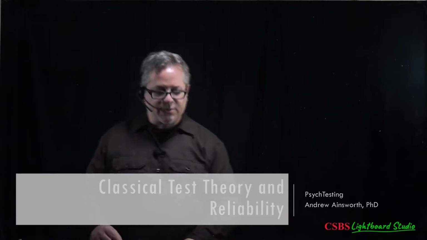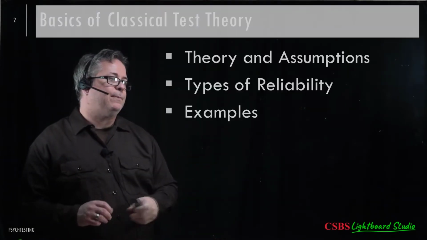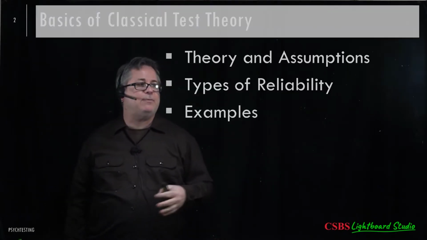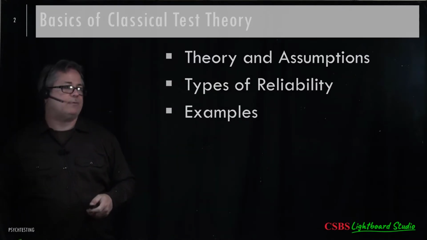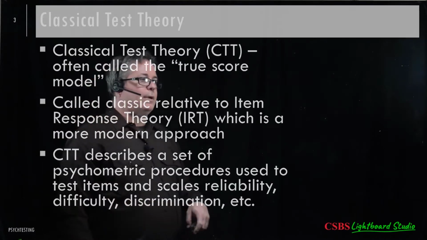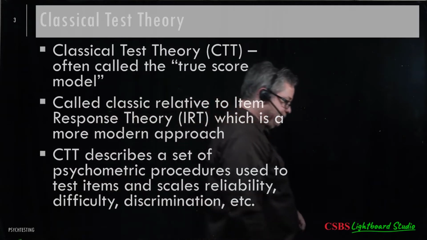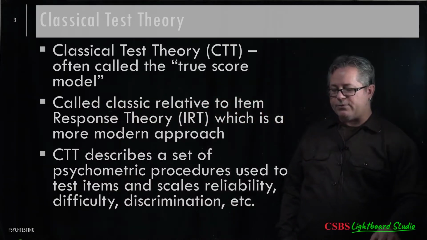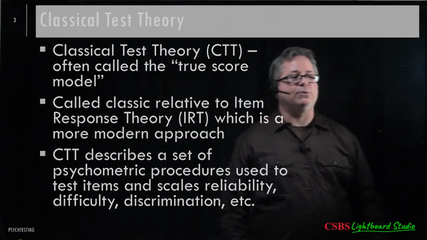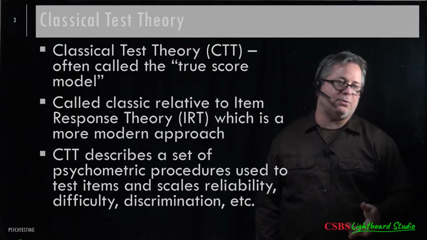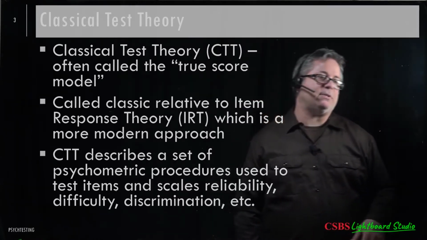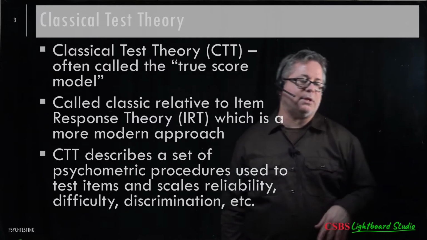And what assumptions do we make, and how do we proceed? As theories and assumptions, we'll talk about types of reliability, and we'll go through some examples of how it works. Okay, so classical test theory is often referred to as something called the true score model, which we'll talk about. It's called classical because that's relative to item response theory, which is seen as more modern, which I just said.